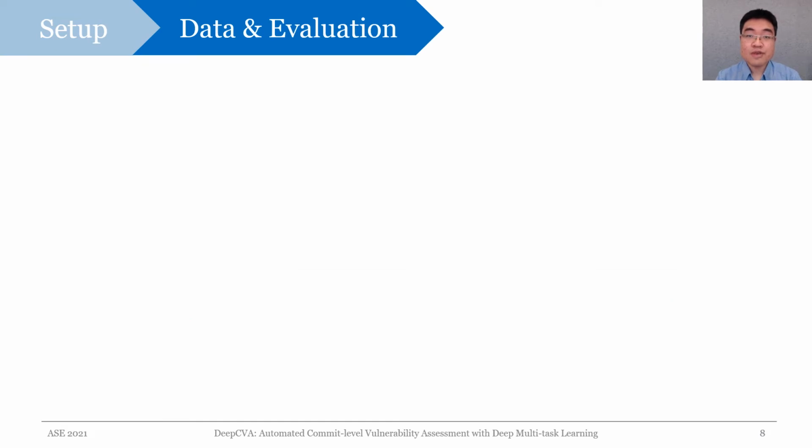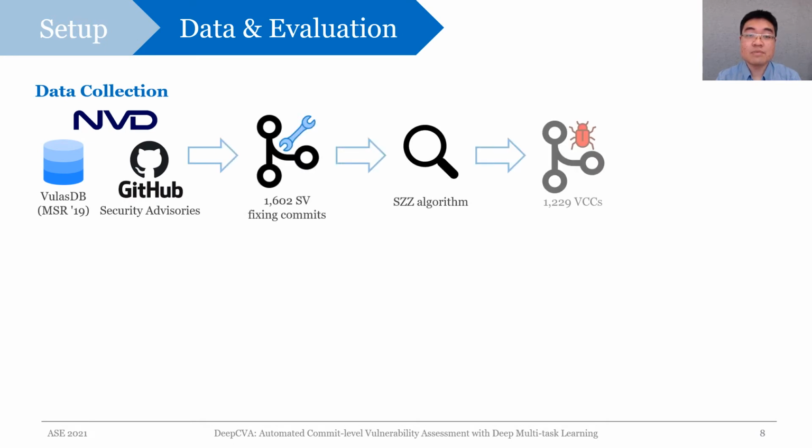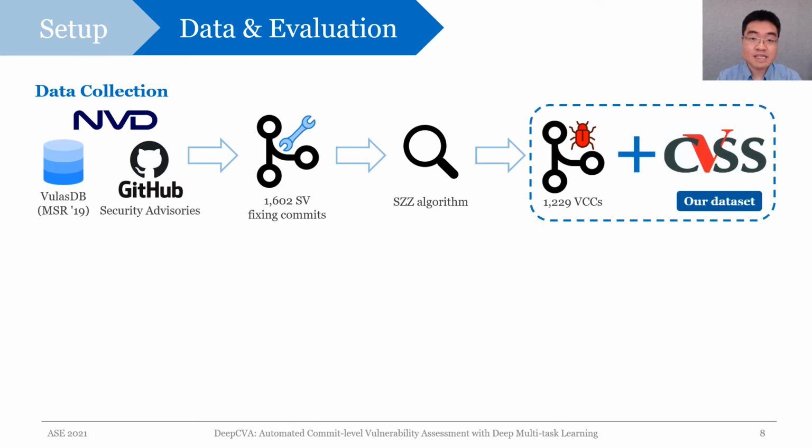To answer these 3 research questions, we use the following methods for data collection and model evaluation. For data collection, we follow a common practice that uses the SZZ algorithm to trace VCCs from the respective vulnerability fixing commits, or VFCs. The 3 sources of VFCs were NVD, GitHub Security Advisories, and VolusDB. We obtained more than 1,200 VCCs and their corresponding CVSS metrics for our dataset.